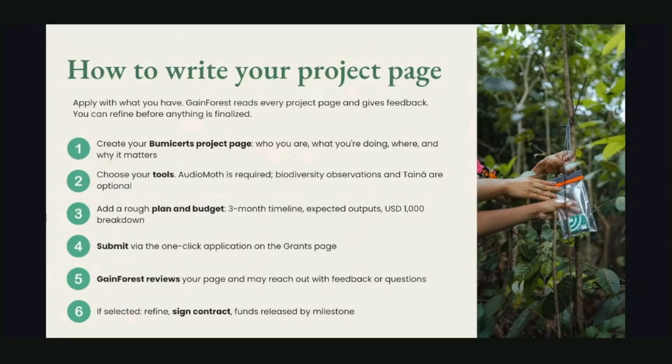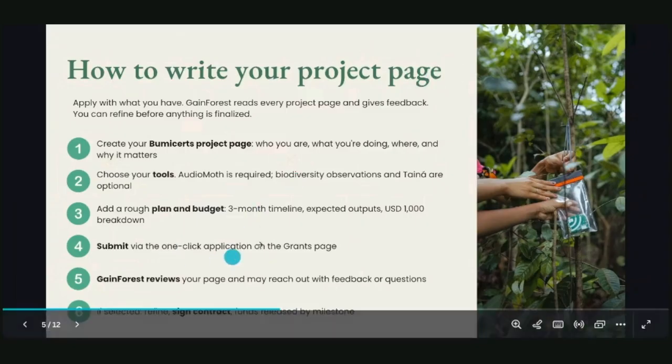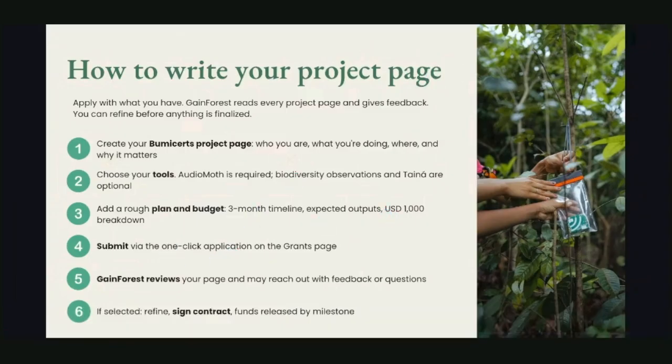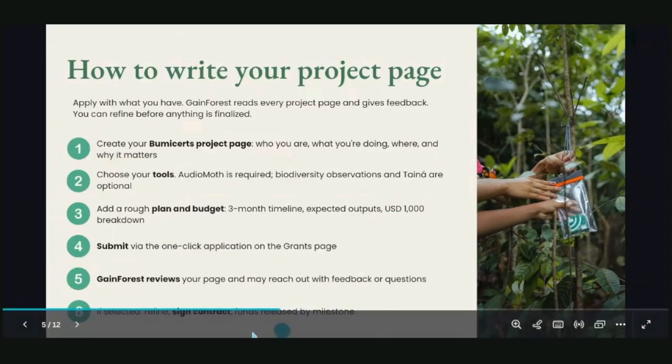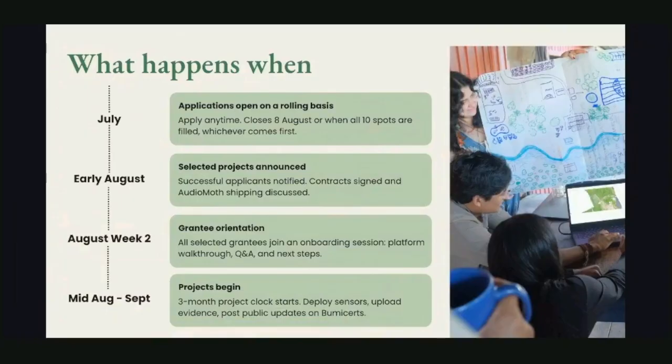This is where Satyam and I will be showing more later on which ones you can use. You can also add a little bit of a plan in terms of timeline and how you're going to use your budget. Like I mentioned, this is ideal for small projects because we only have a 3-month timeline and only 1K USD for the whole project. You can click submit via the application grants page, and we will review it. If you get selected, you will sign a contract and we will release the funds by milestone. So that's a bit of the timeline on what's going to happen.